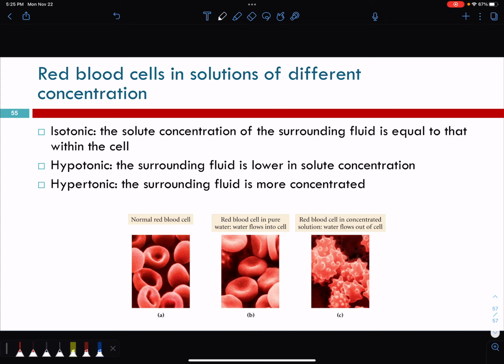If you have 1 mole of sugar, that's going to have the same osmotic pressure in water, so 1 mole per liter, as 1 mole of salt per liter. Okay. Probably 1 mole of total salts.